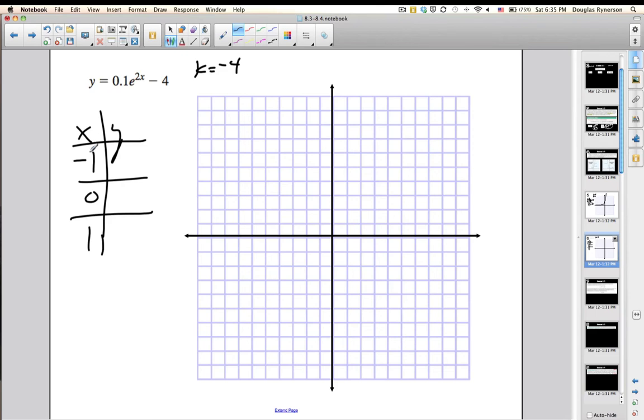Actually, I'm going to put in simpler numbers, numbers that will result in -1, 0, and 1. So I'm going to put in -1/2 and +1/2. When I put in -1/2 for x, 2 times -1/2 is -1. E to the -1 power is 1 over 2.7. And then we're going to multiply that times 0.1.